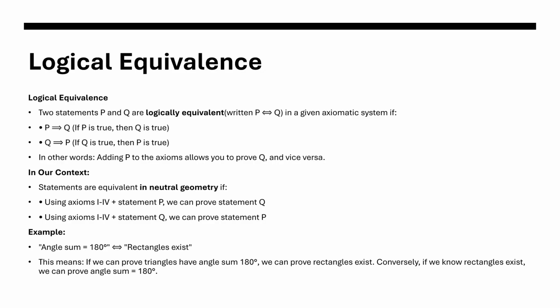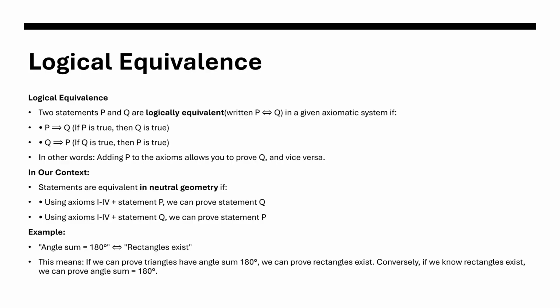Somehow, this logical equivalence is transitive. This means that we can prove the whole chain of equivalences. For example, we have Hilbert's parallel postulate, which double implies Euclid's parallel postulate, which also double implies the angle sum of a triangle equal to 180 degrees, which also double implies a rectangle exists, and so on.